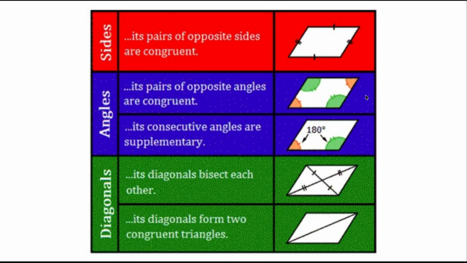Here are a picture of each of those attributes again, except we're going to add the bisects. So the diagonals bisect, here we go from corner to corner and corner to corner. They exactly hit the midpoint and they are equal.